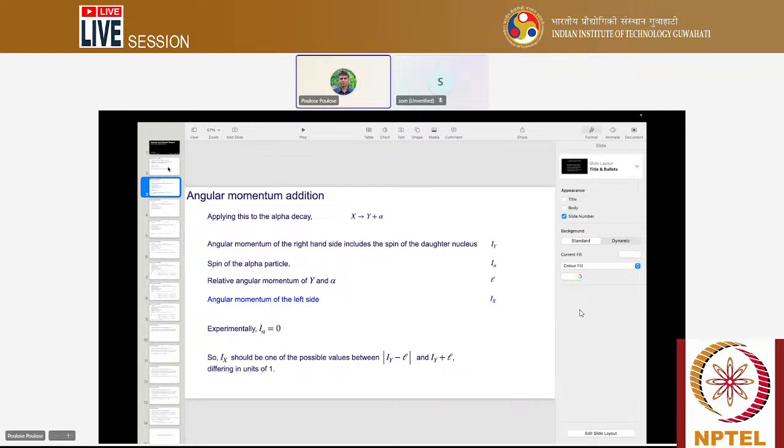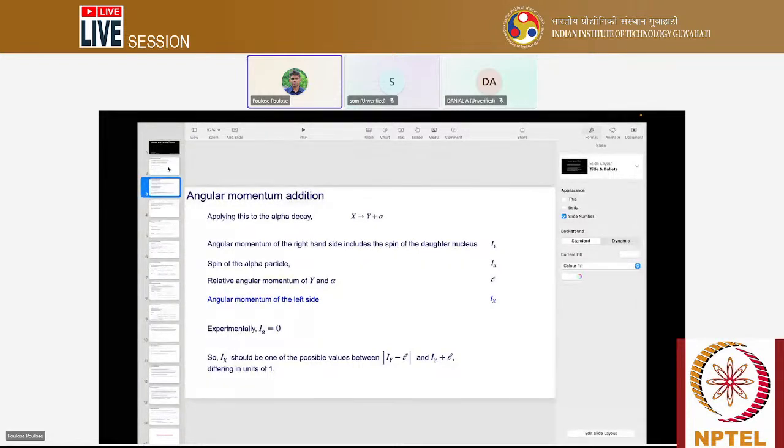Therefore, initially we have one angular momentum for one particular nucleus X. It is the spin of the parent nucleus. And finally, we have the daughter nucleus Y, its spin, and the alpha particle. And there could also be some orbital angular momentum between these two particles, which we denote by L, small l here. So Iy, I alpha, and small l are the angular momentum components.